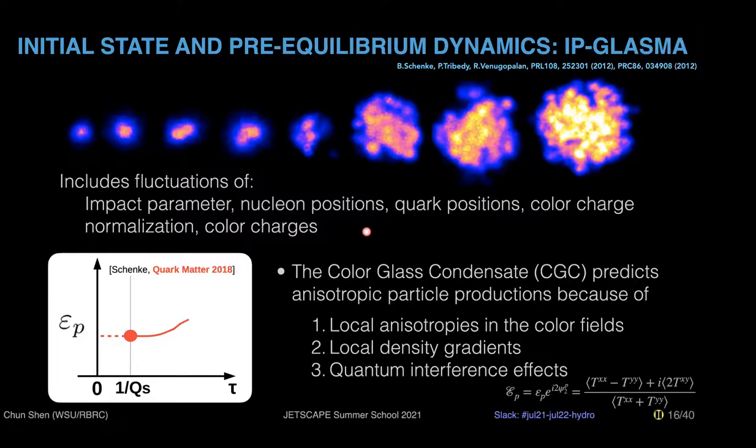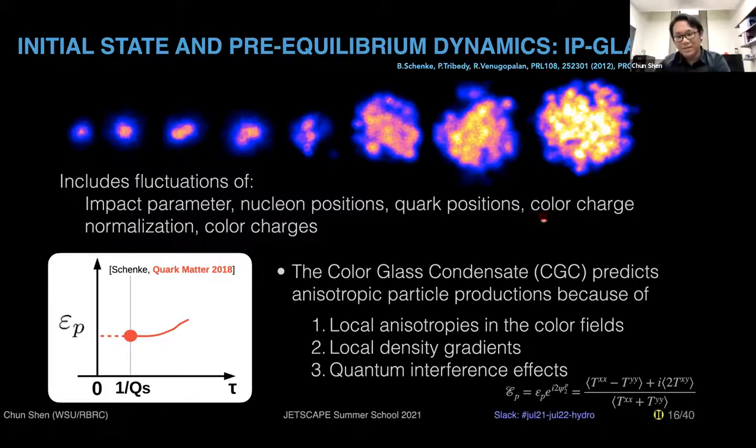Yes, there was just a question. Can you clarify what you mean by color charge normalization? So this is a special kind of fluctuation in the IP-Glasma model, where the saturation scale at the local position can also fluctuate, and that goes into the normalization of this color charge.